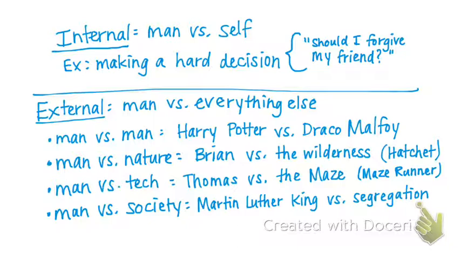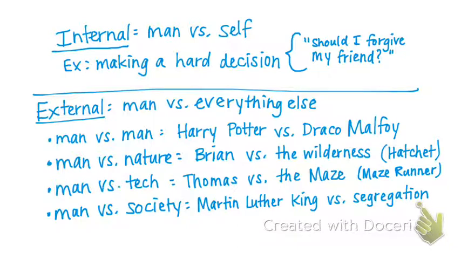It's man versus self. For example, making a hard decision. Should I forgive my friend? Which college should I go to? Should I play baseball or lacrosse? So it's these decisions that, as a character, we're watching them decide in their own head, like, oh, what should I do? How should I handle situations in my life? That kind of thing. The other kinds are all external. So it's man versus everything else.